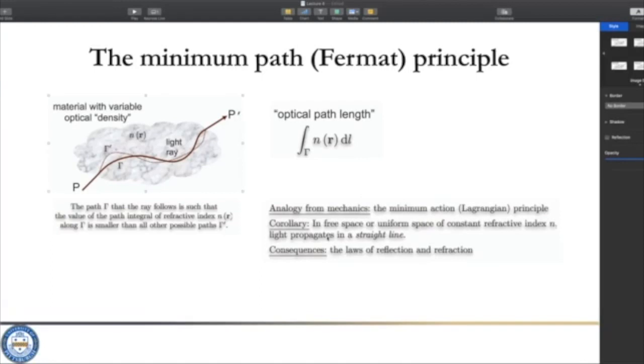The corollary, of course, is that in free space or a uniform space of constant refractive index n, light will propagate in a straight line. And the consequences of that then are the laws of reflection. And as I'll show you, the laws of reflection and refraction both come out of the minimum path, or Fermat's principle.